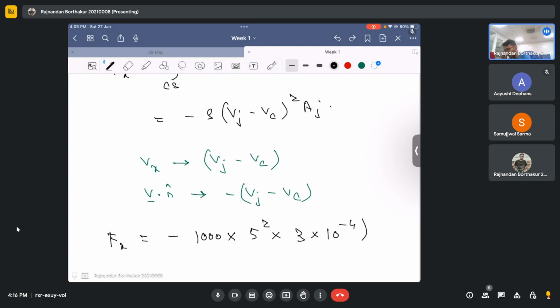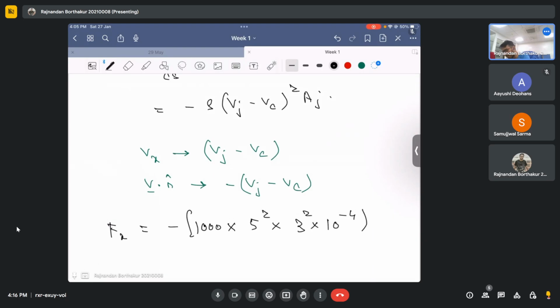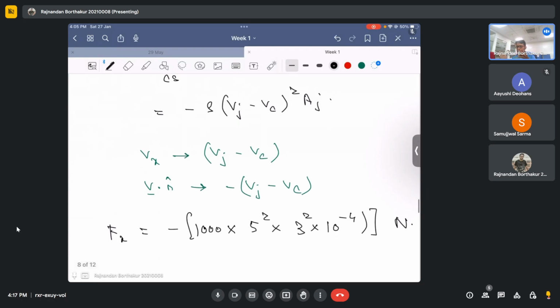Okay. This becomes 3 square into 10 to the power minus 4. And whatever this multiplication is, it is nothing but the force in Newton that is being exerted by the control volume on the water, since we consider the control volume to be the chart. So this is the answer anyway.